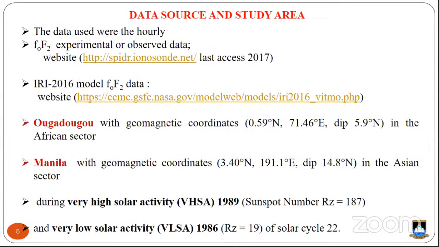Two data sets are used for these studies: the experimental observed foF2 data and the IRI 2016 model foF2 data from two stations, Ouagadougou and Manila. Ouagadougou is from the African sector, while Manila is from the Asian sector. During very high solar activity period, VHSA, 1989, and very low solar activity period, 1986, with their sunspot number values given.